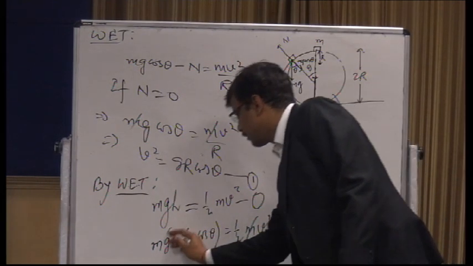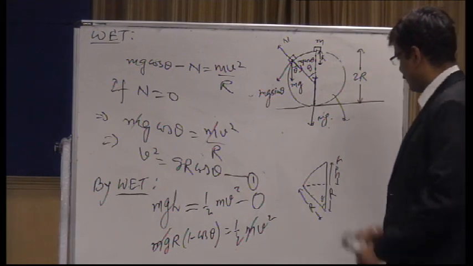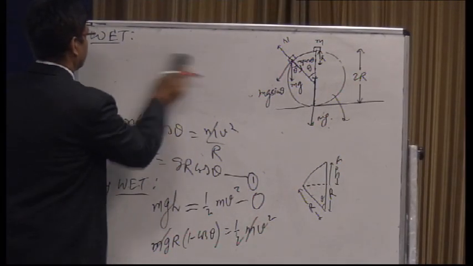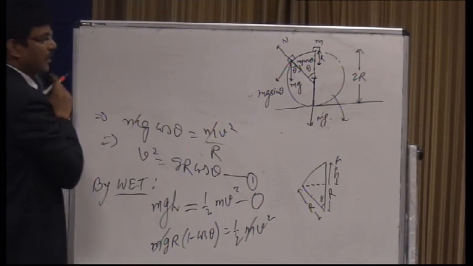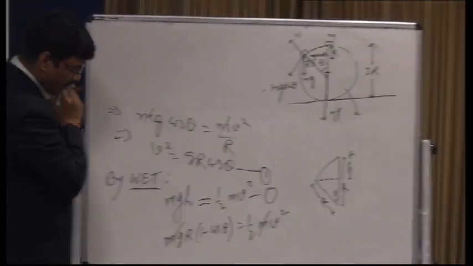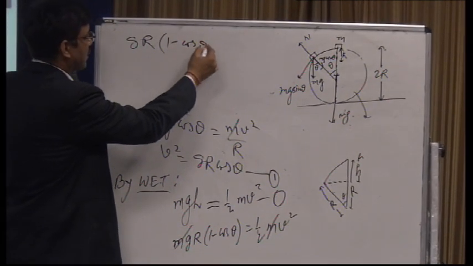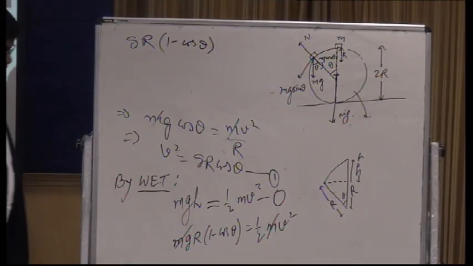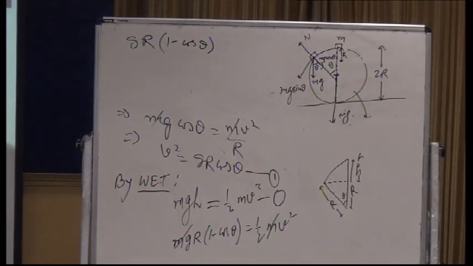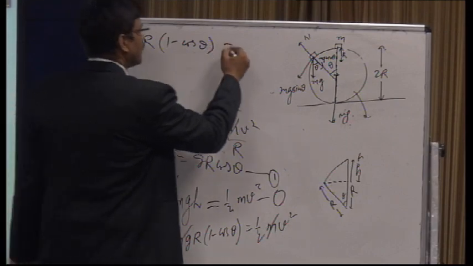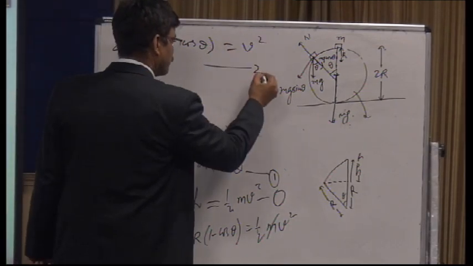m कैंसिल, ठीक है. Okay children, so what we get? बताओ GR (1 minus cos theta) is equal to V square. 2 आएगा, 2GR is equal to V square. Equation 2.